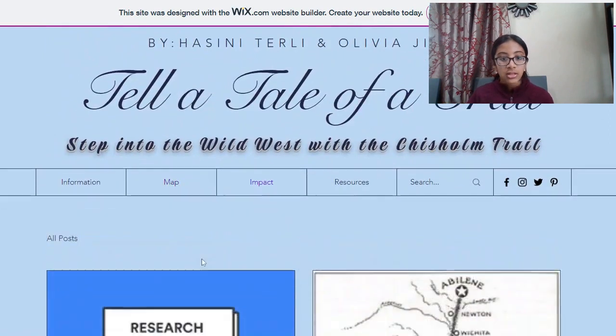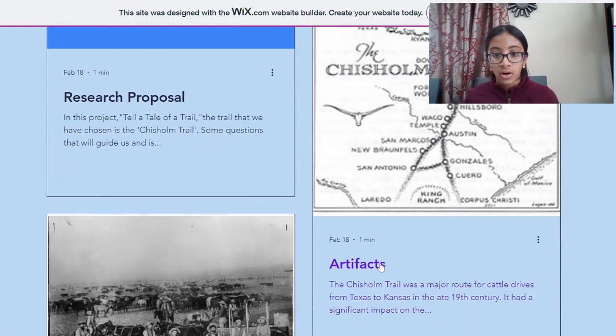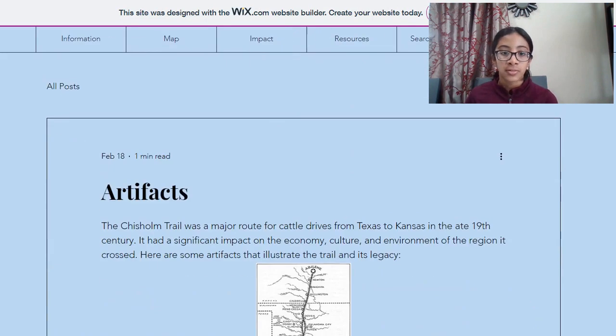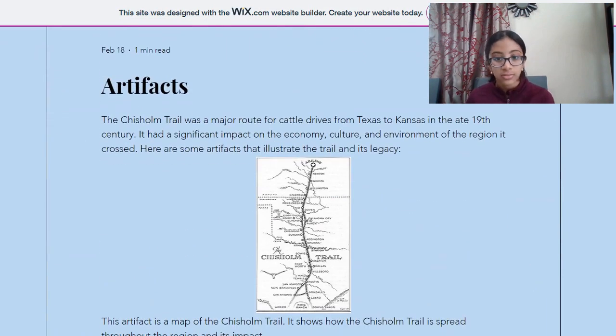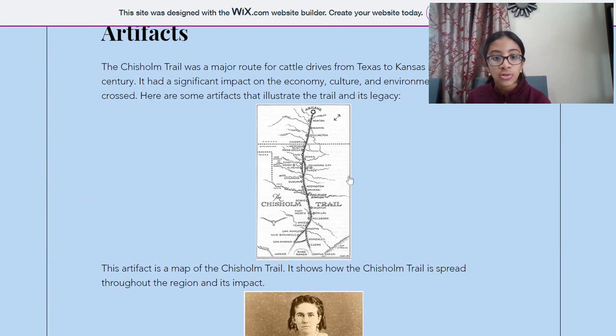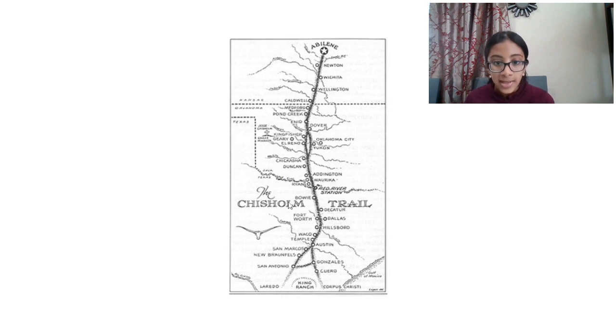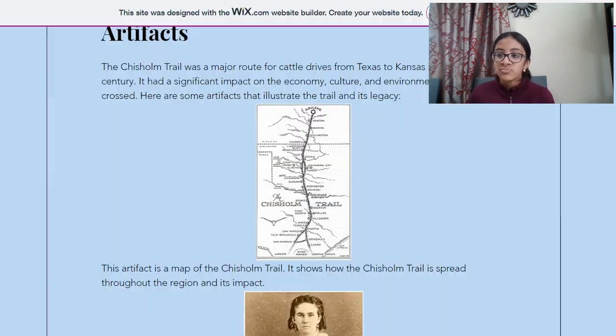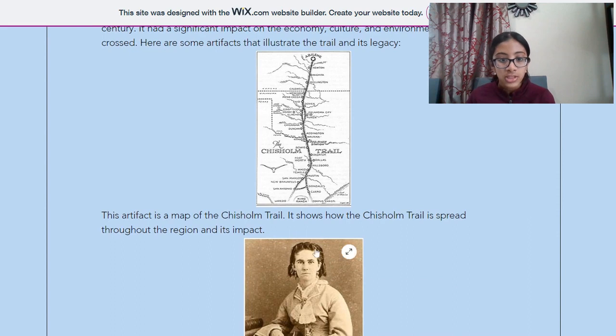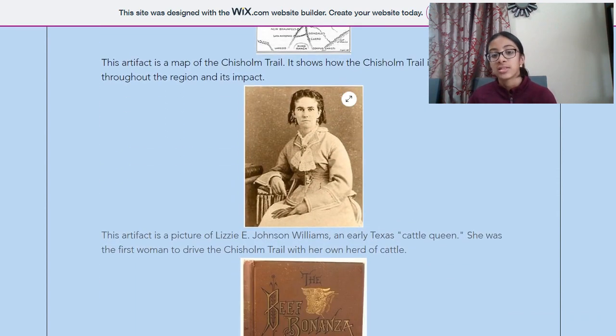Now let's go ahead and talk about some main artifacts that will help you understand more about this and how it had an impact. So here are some artifacts that illustrate the trail and its legacy. This is a map, and it shows every single town and city that it went through, all the way to Abilene. It shows how it spread throughout the region's impact.